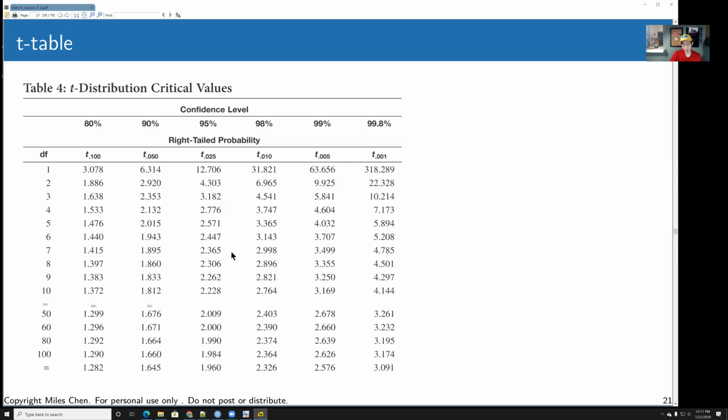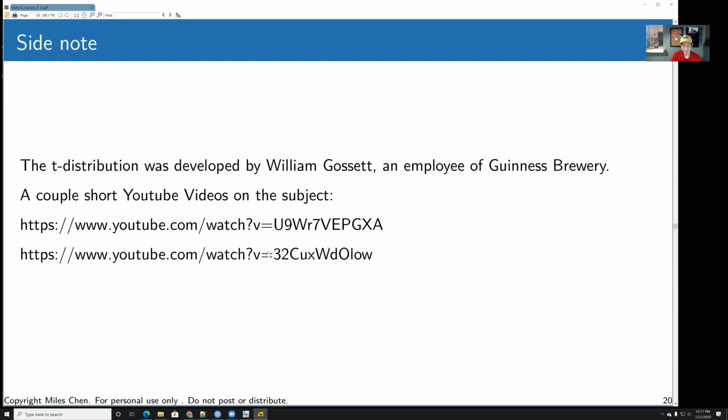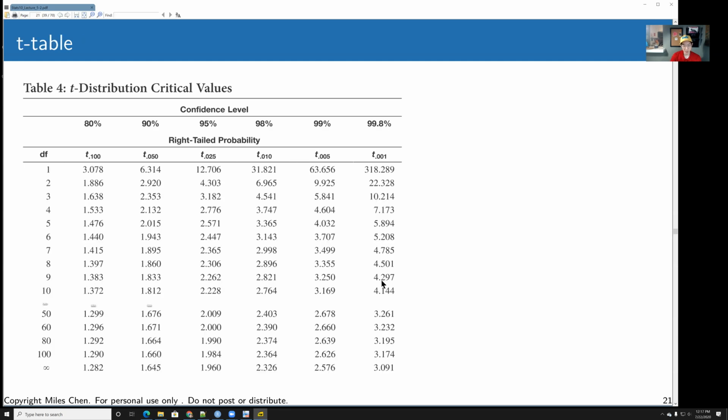At the time, Guinness Brewery didn't want the company name to be associated with potentially controversial research articles. So Gossett had to publish under a pseudonym. He published under the name A Student, and it became known as Student's t-distribution. So anyway, you can watch these videos on your own time about it.